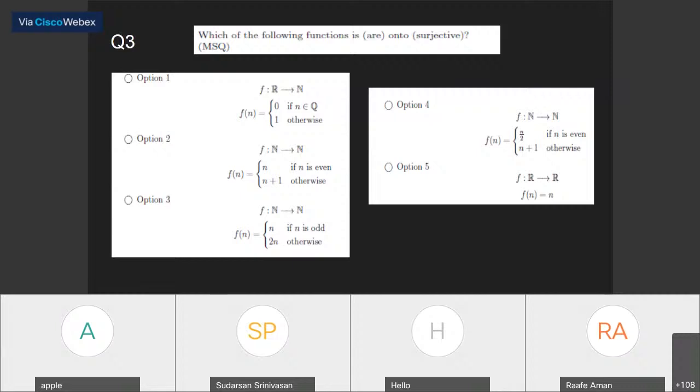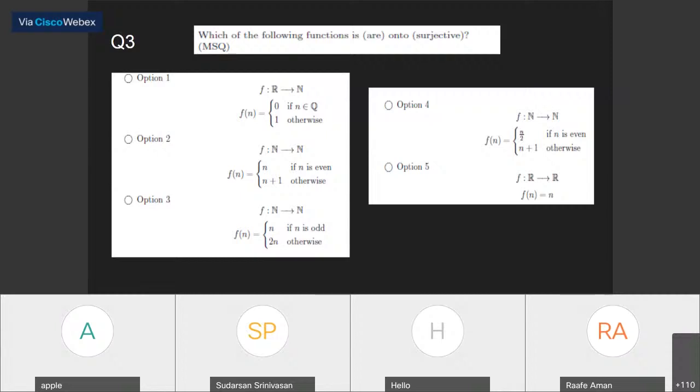The first option: a function is defined from R to N. So R to N means the domain is R and the range is N. It's not tough. It can appear mathematical, but it's very straightforward, and you just have to look at these options carefully. First option is f of n equal to 0 when n is a rational number, that is, n belongs to Q, and it's 1 otherwise.